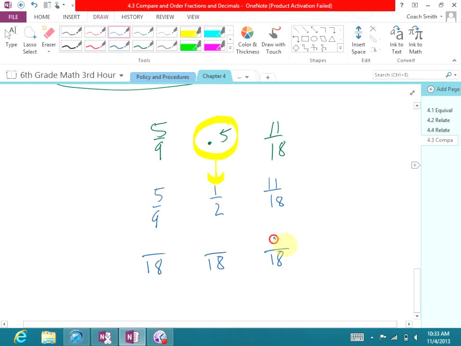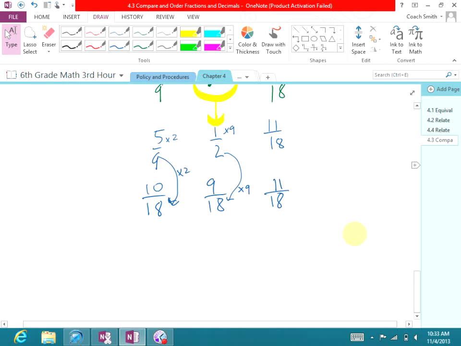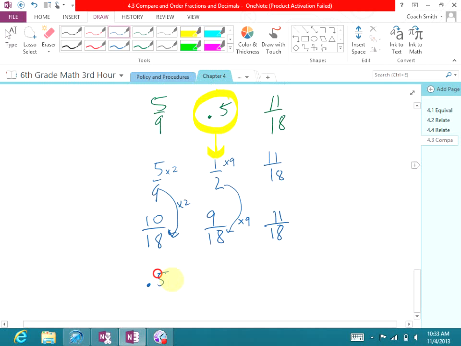So that means, what I do to 2 to make it 18, I multiplied by 9, which makes that 9 on top. What I do to 9 to make it 18, I multiplied by 2. So I got to do the same thing at the top, which makes that 10. So that's very obvious then which one is smaller, which one is largest. And so it would go 0.5, 5 over 9, and 11 over 18.